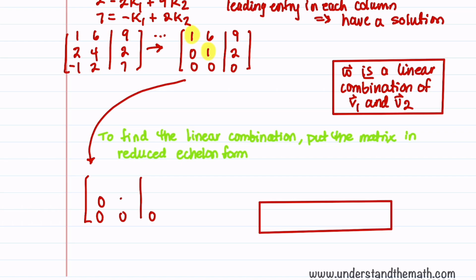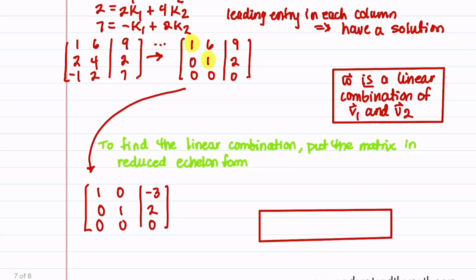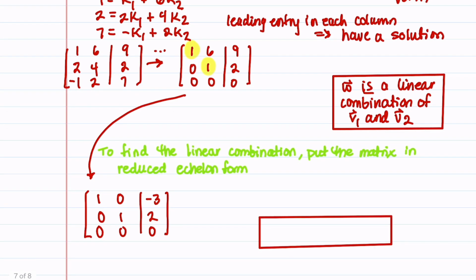We have a 0, 1, 2, and then we would have a 1, 0, minus 3. Now let's go ahead and solve that. Let's remember that we are solving for K1 and K2. If we highlight our leading entries, the first one will give us K1. So K1 is minus 3. K2 is equal to 2.